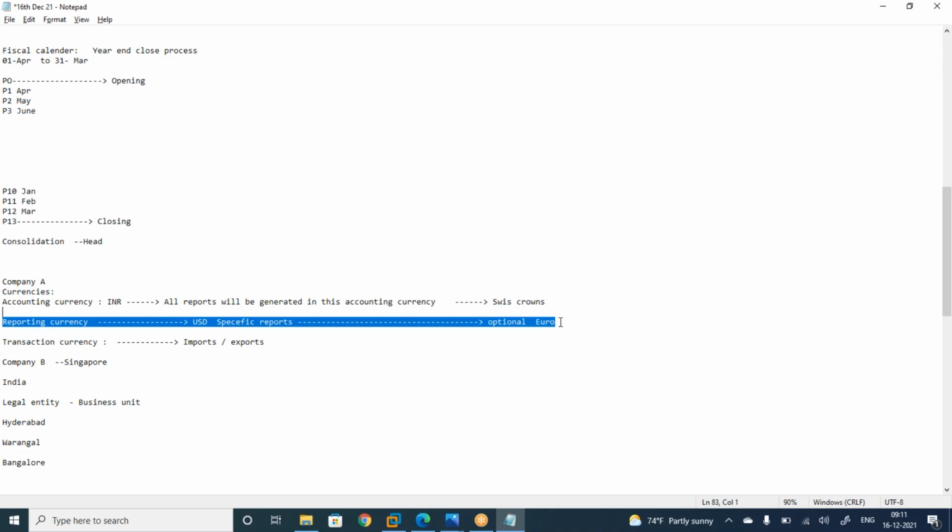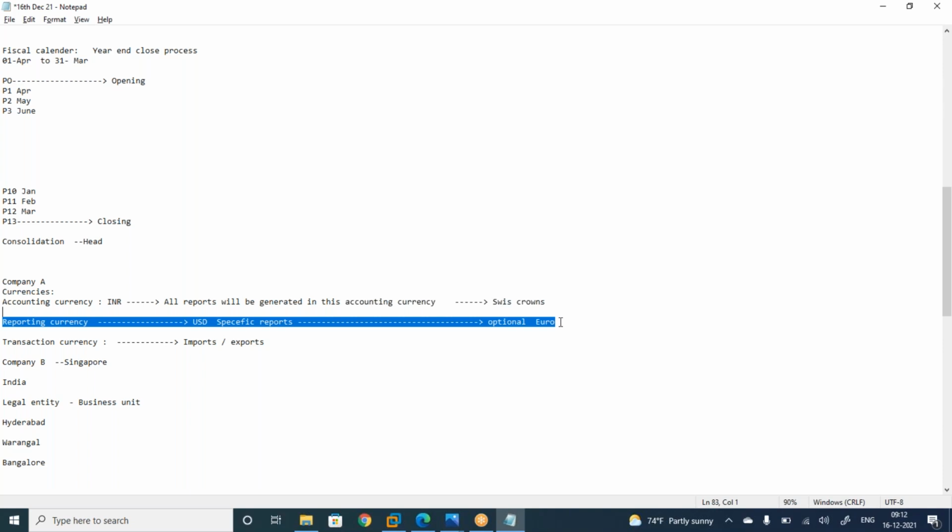Usually it is US dollars. Can I say one thing? The vendors and suppliers will have their own currencies, and that currency will be used for the transaction. Yes, exactly. So if that vendor is INR, then it will be INR. If that customer is INR, then INR.